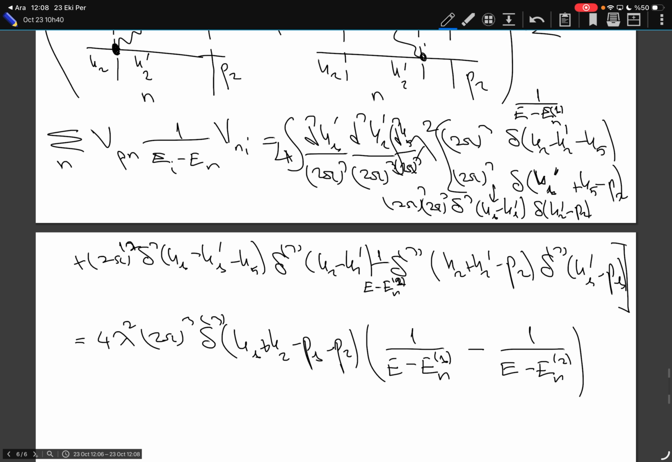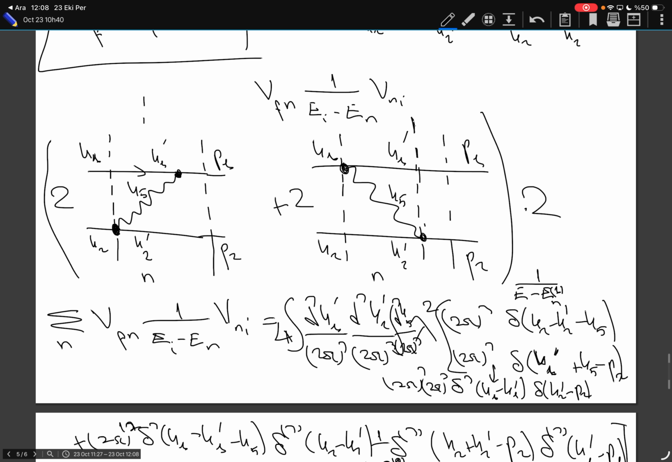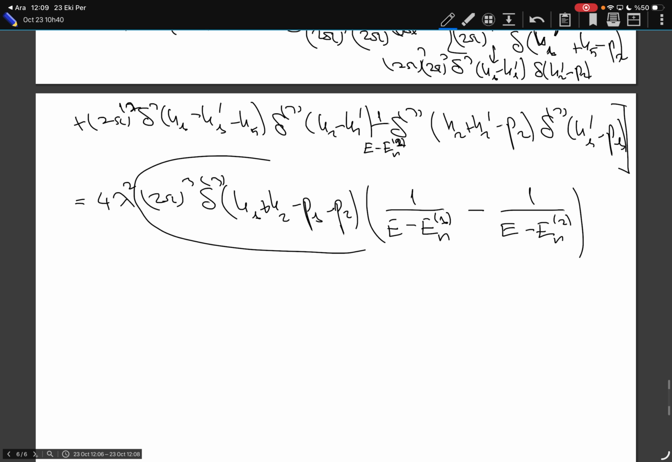First order? E and 1. So you see, here I have an intermediate state, which has energy E and 1. Here I have another intermediate state with an energy E and 2. Both are 3-particle states. Okay. So what do I get? I get an overall energy momentum conservation. No, not energy conservation, but overall momentum conservation. Then I have these 2 factors.